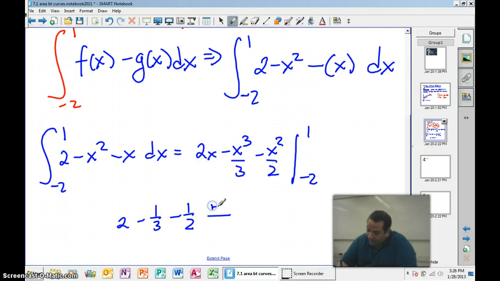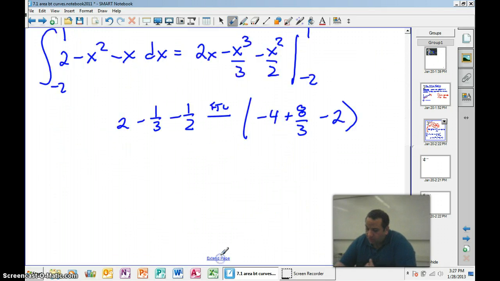Minus, from the fundamental theorem of calculus, I'm going to put in -2. So I'm going to get -4 plus 8/3, and then minus 2 squared over 2, because -2 squared is 4, and 4 divided by 2 is 2. So when the smoke clears from this problem, I get 2 minus a third minus a half.